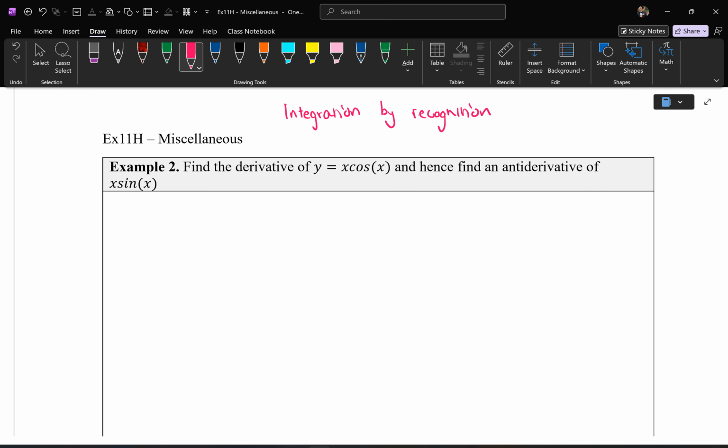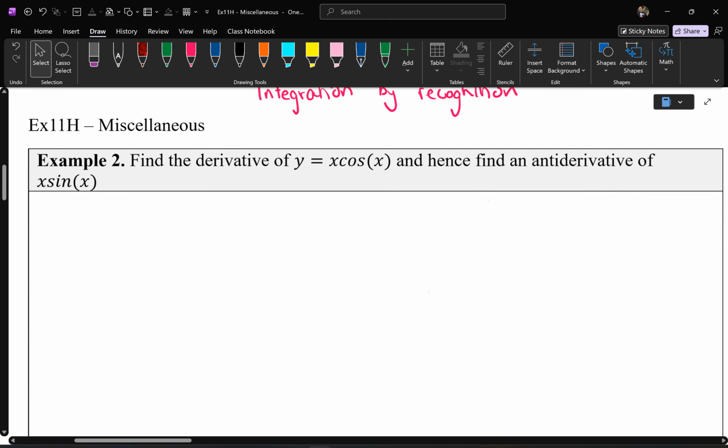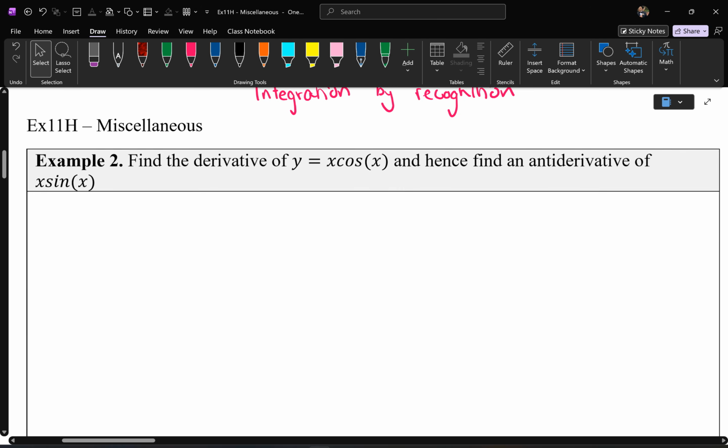Because of that, this is one of the techniques that is often used after they say derive and then hence. The hence bit means you have to use something you did in part A. So I would say you can't use integration by parts in that type of question. They'll usually say part A, derive, and then hence. That hence bit is where we're going to use the skill. It's a very straightforward skill, so I'm going to show you. And it's in 11H. There's only a few of the questions for you to try. Okay, so here we go.